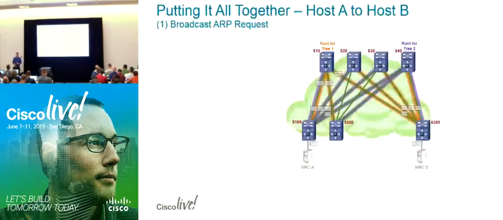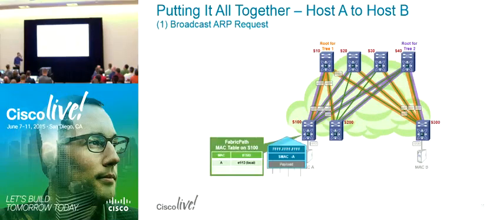Okay, now let's put it all together. We have host A and host B in the fabric, and the fabric consists of 4 spines and 3 leaves. On the spines, we have S10, S20, S30, and S40. And on the leaf nodes, we have S100, S200, and S300. We have 2 workloads, host A and host B, with their respective MAC addresses attached to the fabric. Now, host A wants to talk to host B.